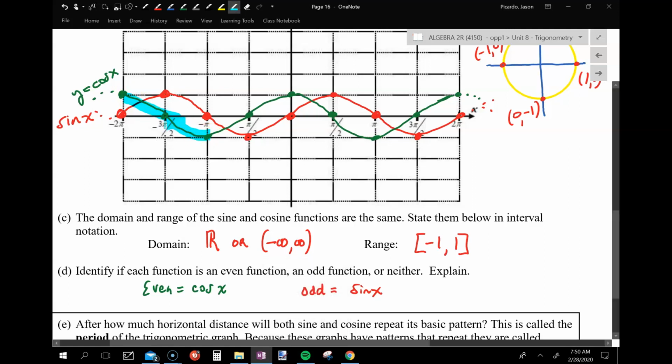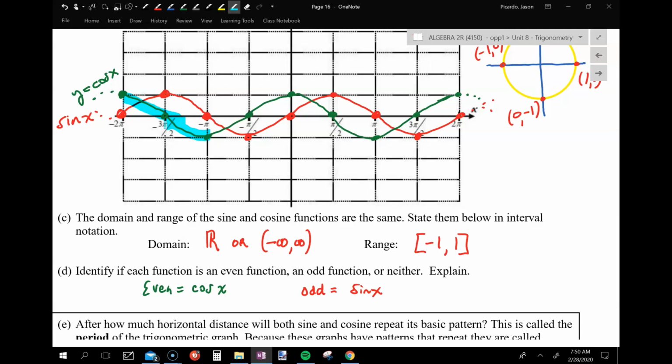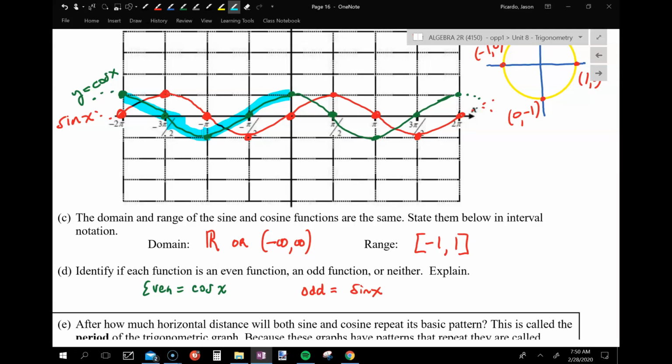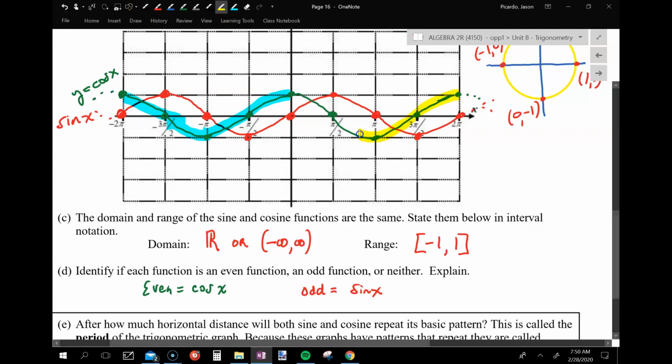There's a little portion of my cosine curve. What does that portion do? It starts at 1 and goes down, but then I got a part that goes up. Then what does my cosine curve do from there? It goes back down and back up. So wouldn't you agree that the yellow is just a duplication of the blue?